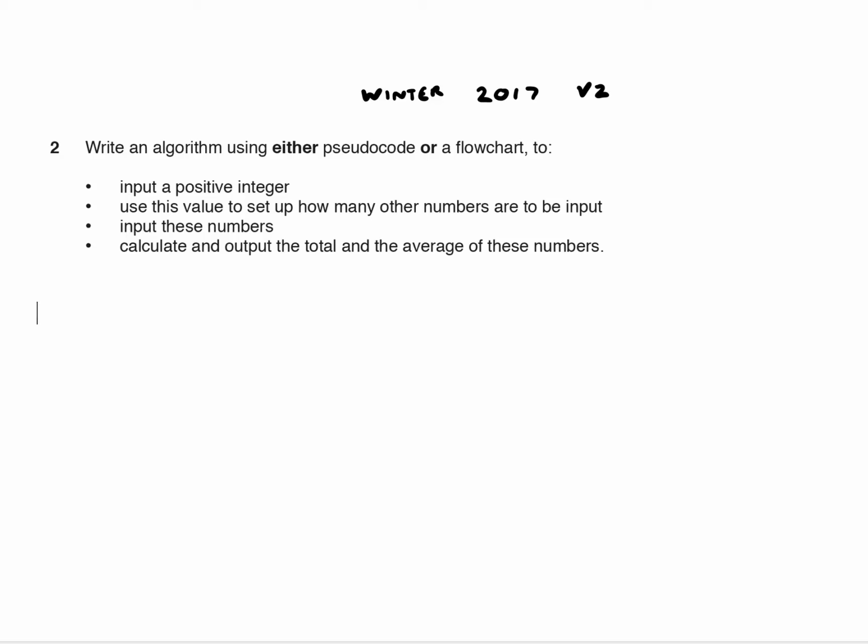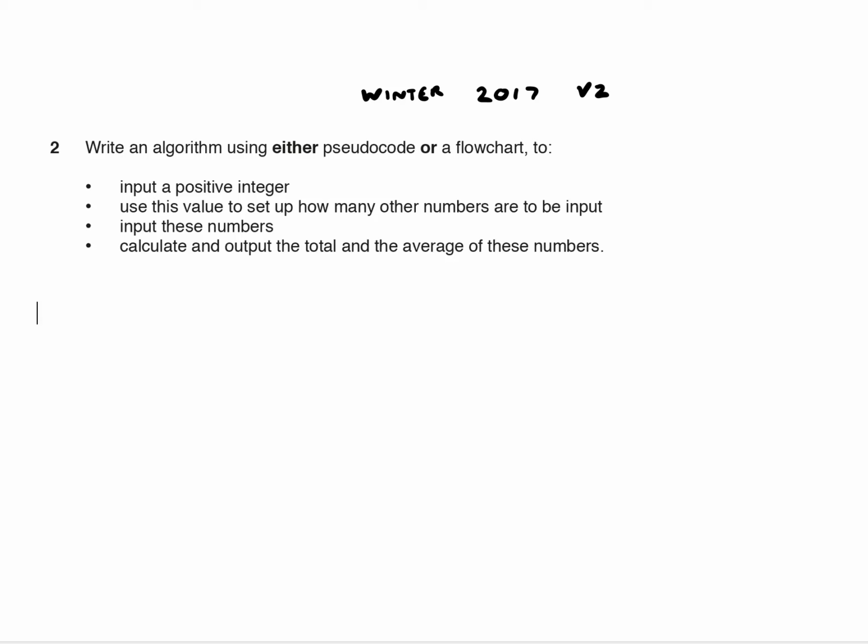Okay, so we're going to have a look at a question from paper 2 of the Cambridge IGCSE, programming and problem solving. This is the second question in the winter 2017 region 2 paper, where you have to write an algorithm using either pseudocode or flowcharts. I'm going to show you how to tackle this question using pseudocode.